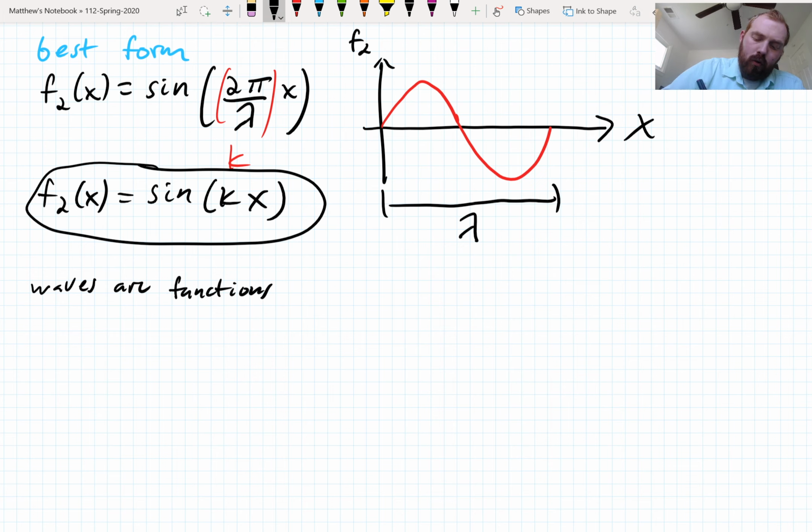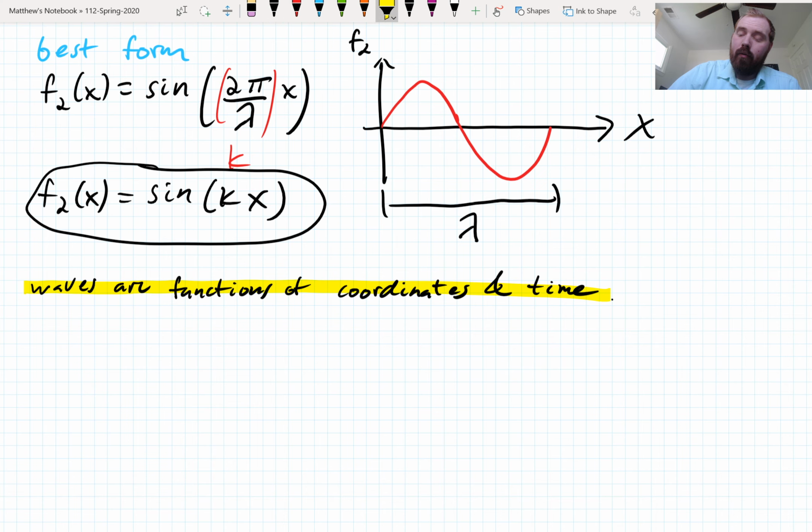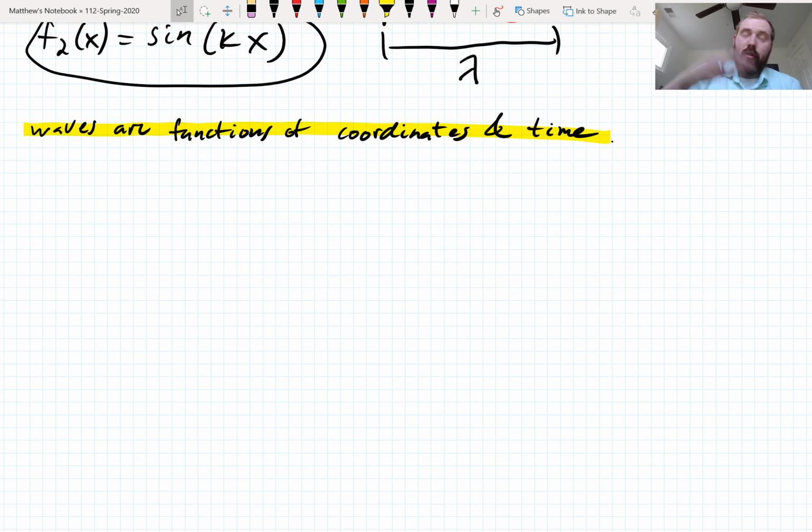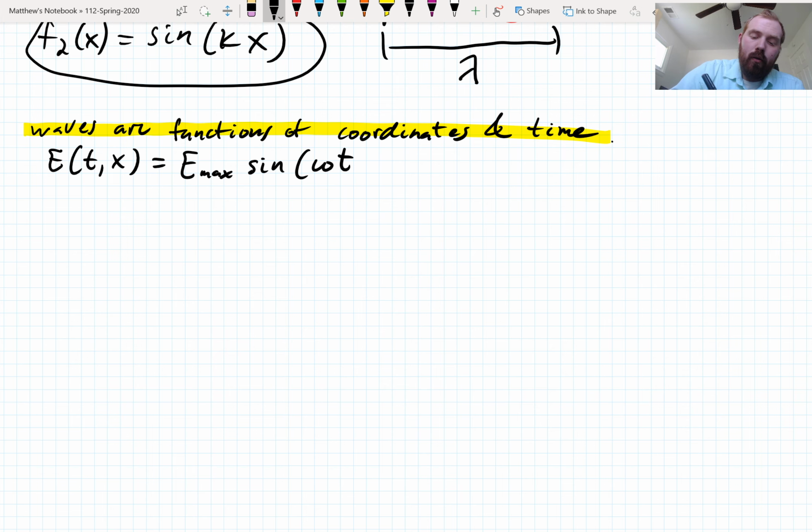So waves are functions of both coordinates x, y, z and time. That's important. And let's finally express our electric and magnetic fields as wave functions. We'll have E of t, x. It's going to equal some maximum amplitude times sine of omega t minus or plus, could be either, kx.